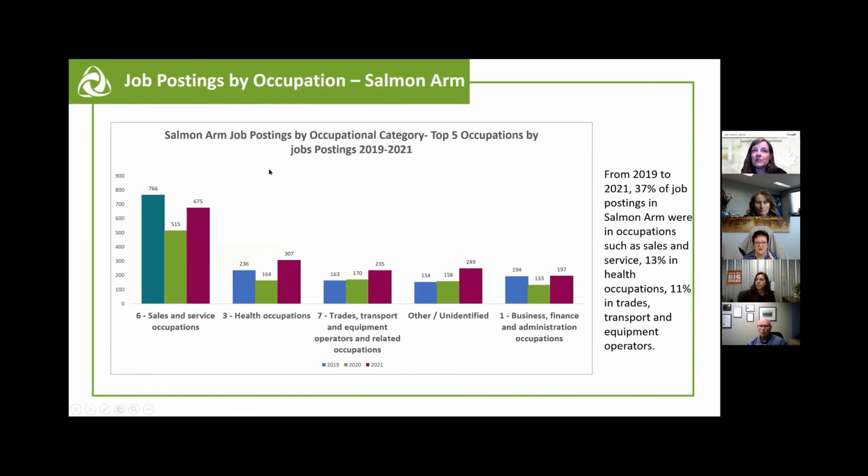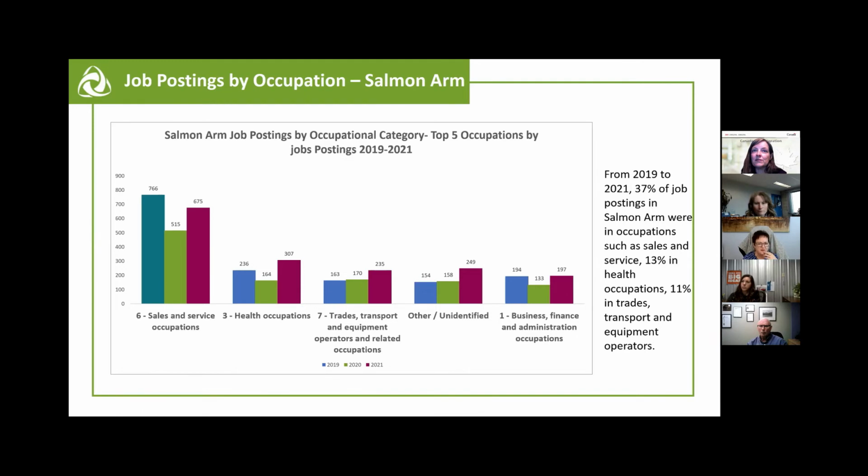And again, we can see here based on occupations, where were the occupations? So sales and service. Interestingly, sales and service was higher here. Health occupations still stayed pretty strong in Salmon Arm over the past couple of years. We can see the increase in trade, transport, and equipment operators, and the business, finance, and administration type occupations. Again, it's almost, actually slightly above pre-pandemic for the business, finance, and admin. So it helps us to understand what were those areas or categories of occupations that were being posted.